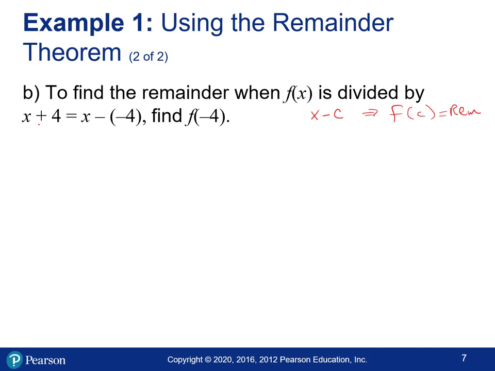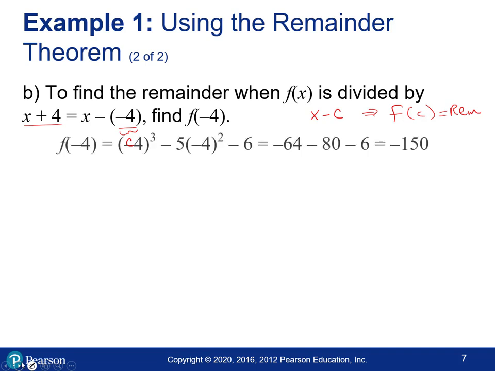And so this doesn't have a minus, this x plus 4, so you need to rewrite it with a minus sign. So if I rewrite it with a minus sign, then it's x minus negative 4, so this is the number c that we're looking for. So that's what we're going to plug into our function to get our remainder.